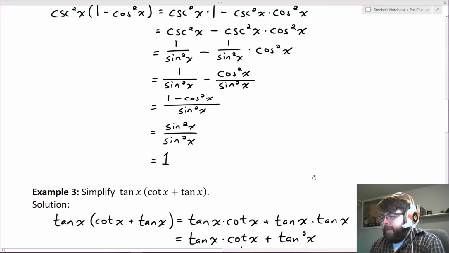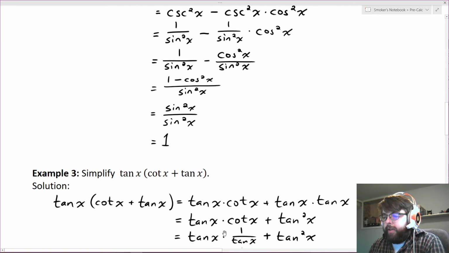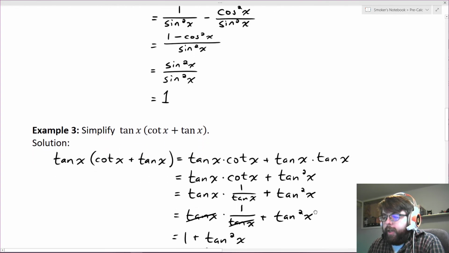Now, I could change everything to sine and cosine, but if everything's in terms of tangent, and even the cotangent can be changed to tangent, it would be a little less messy to just change this cotangent to 1 over tangent. Remember, cotangent has 2 different things it can be changed to: cosine over sine or 1 over tangent. It's not wrong to change everything to sine and cosine at this point, but the way I chose to do this is to change the cotangent to 1 over tangent, and then I have a tangent and a 1 over tangent, which cancel out and go to 1. Okay? And now you'll notice that I have 1 plus tangent squared.